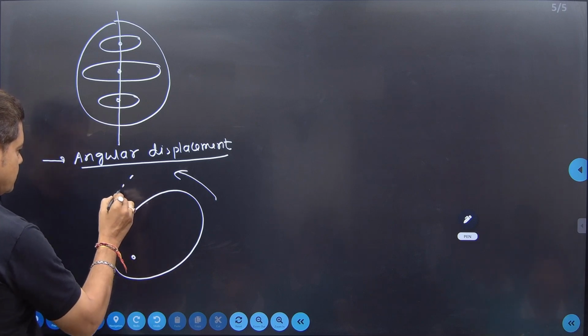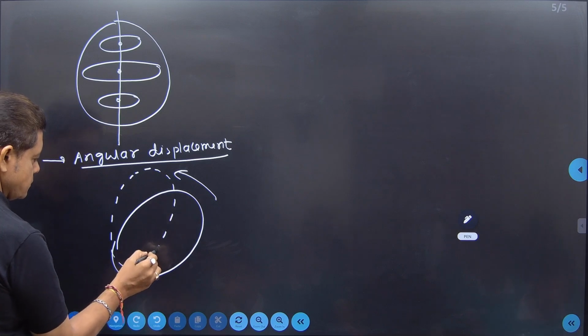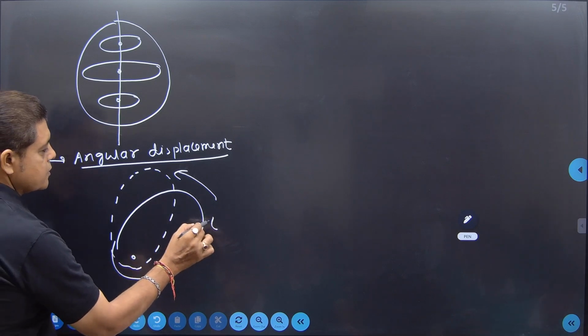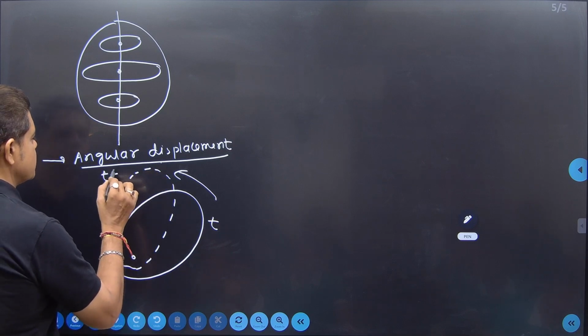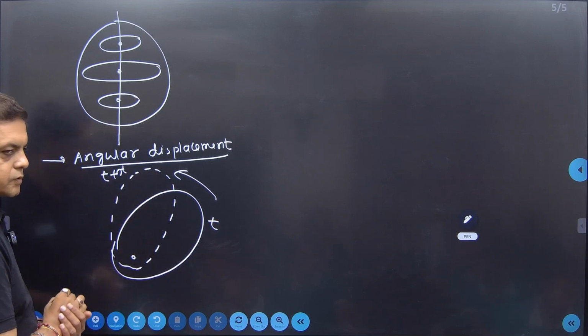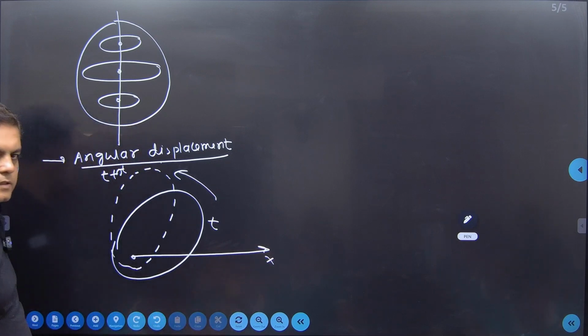I have shown cross sections of this rigid body at time t and t plus delta t. Consider the x axis as a reference axis.